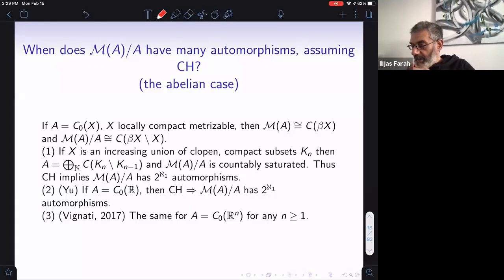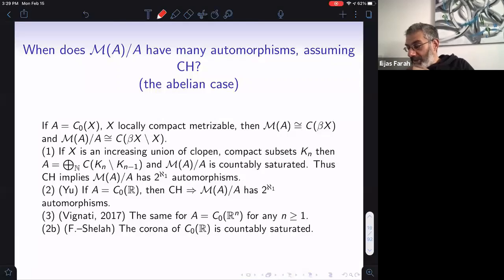Alessandro Vignati in 2017 extended the result to arbitrary C0 of R to the n for any n. And basically, he did this for all sorts of manifolds in a very, very general situation. So it's a very nice and short paper and a very clever trick which constructs a lot of automorphisms for these coronas.